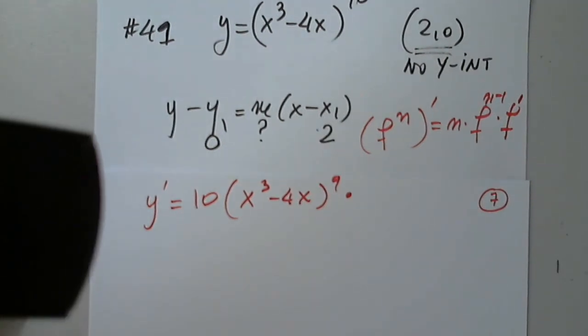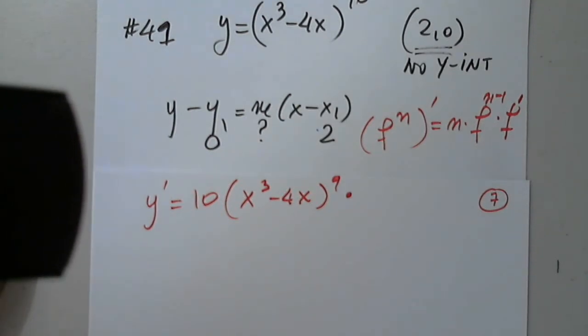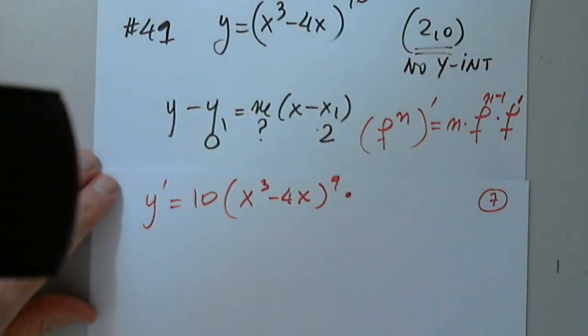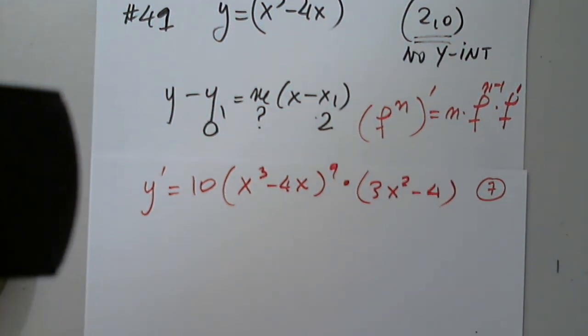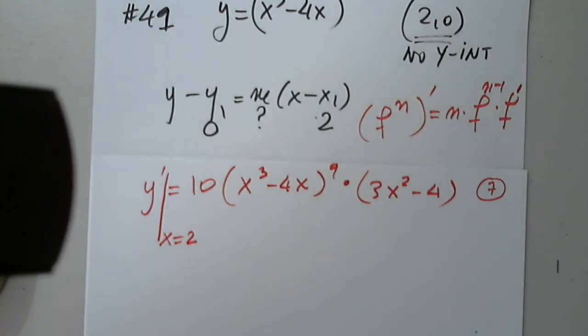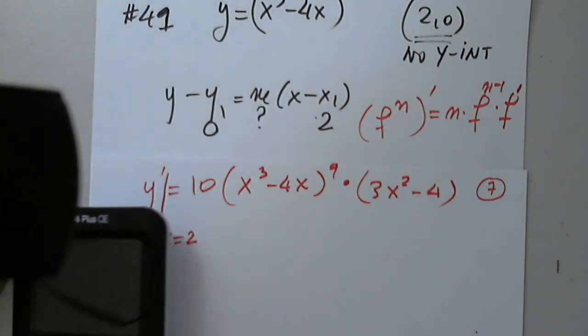So what is f prime? Would it be 3x squared minus 4? Brilliant. Thank you very much. So now we are going to plug in here x equals 2. Okay? Now let me see if you can give me this number. If not, I'll find my calculator. I have my calculator up, but I think I can do this faster.